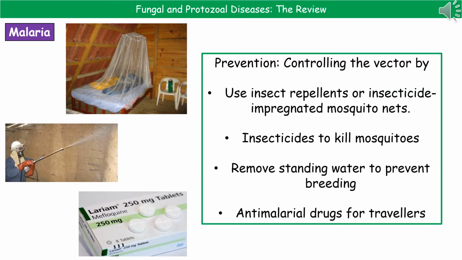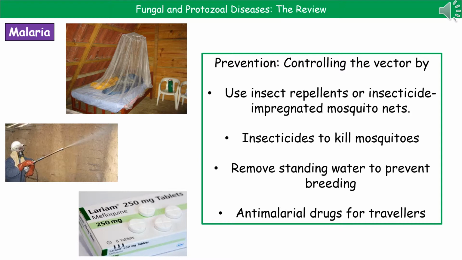When we're considering how to prevent the malaria from spreading, we're not really thinking about the protist. What we're actually looking at is how to control the vector, the mosquito. And there's a few really simple things that we can do that can dramatically reduce the spread of malaria by controlling the vector. First one is that we can use insect repellents, or we can use insecticide impregnated mosquito nets. So both of those will prevent the mosquito biting people in the first instance. Second one is we can actually spray insecticides on houses, offices and so forth in order to kill those mosquitoes.